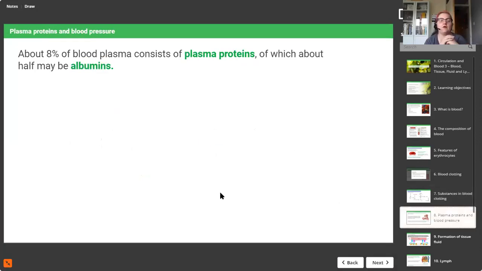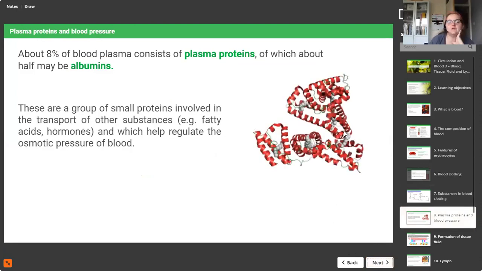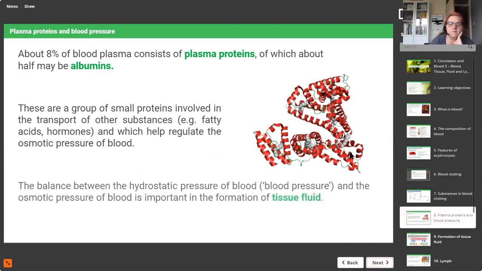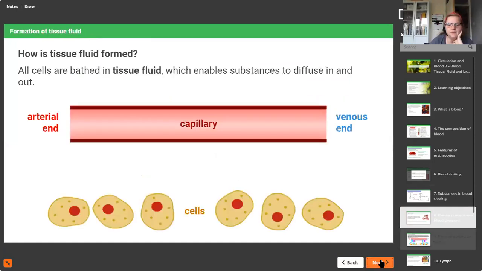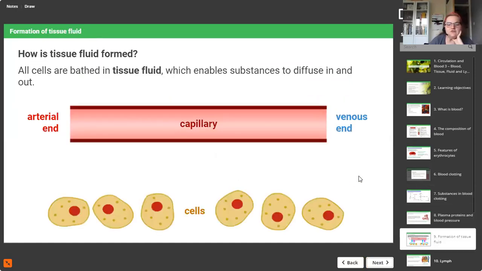So, plasma proteins and blood pressure. About 8% of blood plasma consists of plasma proteins, of which half may be albumins. These are a group of small proteins involved in the transport of other substances, for example fatty acids and hormones, and they help regulate the osmotic pressure of blood. The balance between the hydrostatic pressure of blood and the osmotic pressure of blood is important in the formation of tissue fluid. So how is tissue fluid formed?